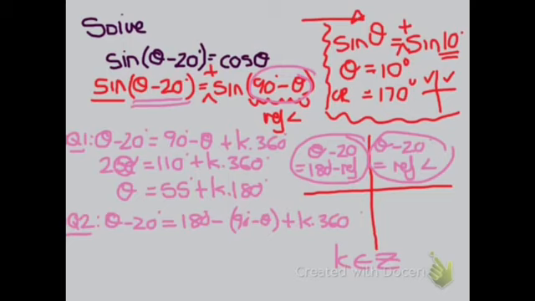I'll try and skip a few steps here. On the right, you've got 180 minus 90, which is 90, plus the 20 from the other side, which again gives me 110. Just be careful here. Minus theta is plus theta. So we land up with 0 equals 110 plus K360.